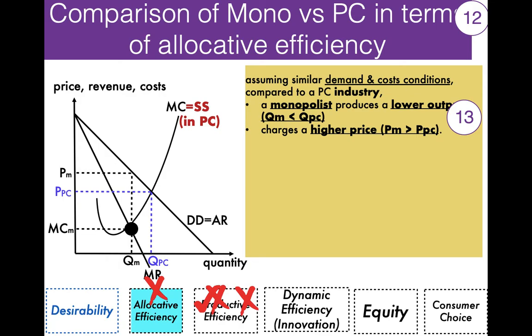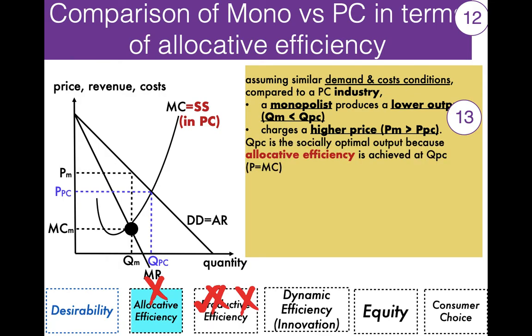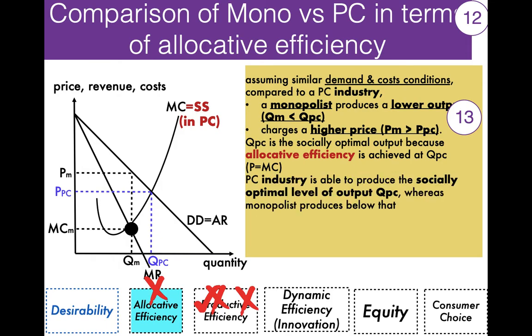And we know that QPC will be the socially optimal output because that is where allocative efficiency will be achieved, because at QPC, the price is PPC and it is equivalent to the marginal cost of production, which is also PPC as given by the MC curve. Therefore, in comparison to this optimal output, the monopolist is underproducing or under-allocating resources to the production of this good. And therefore, we say that a monopolist is allocatively inefficient.